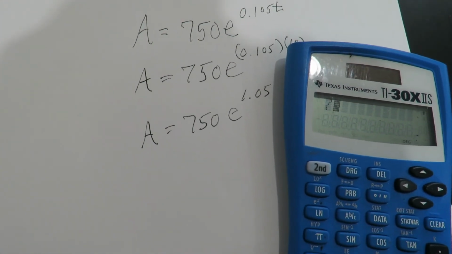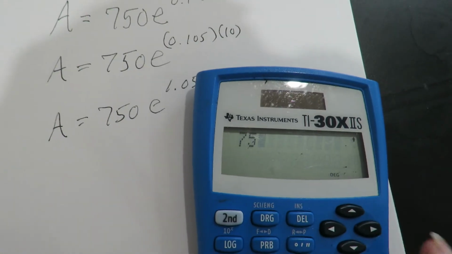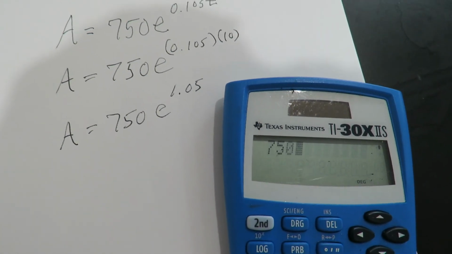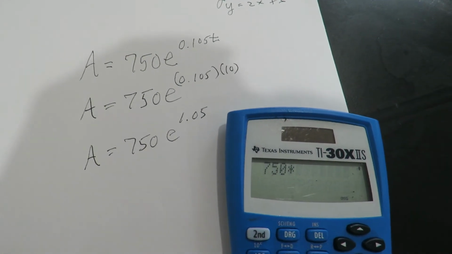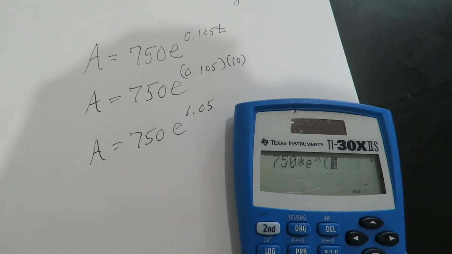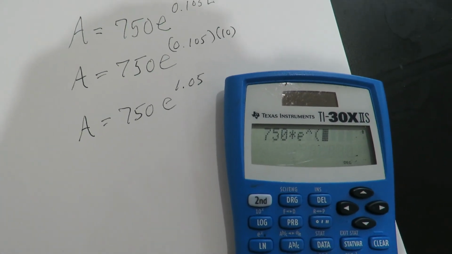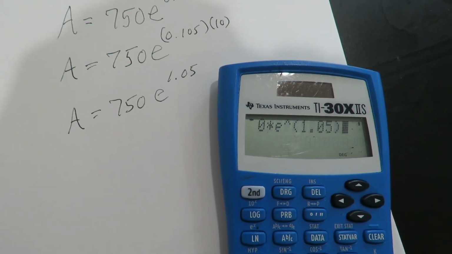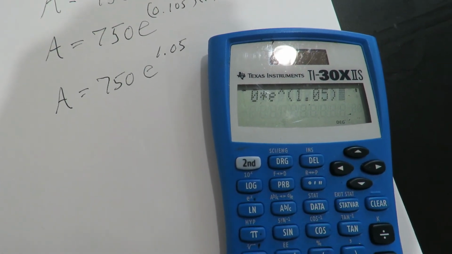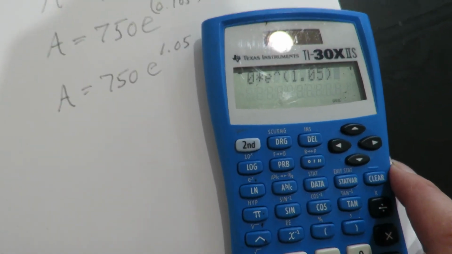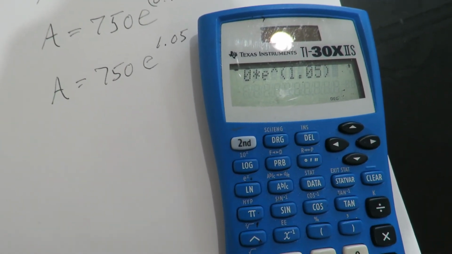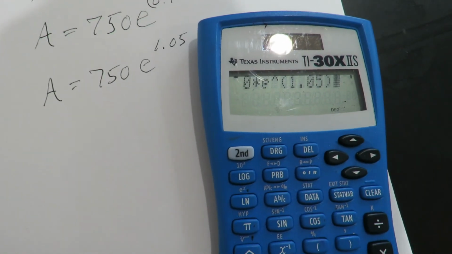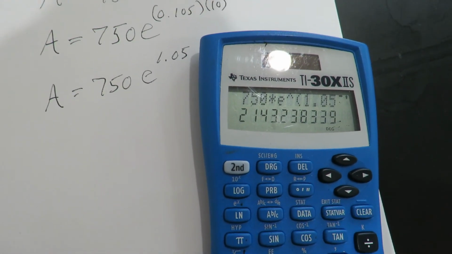So we're going to have 750. Let me make sure you can see that. 750 times, now you have to get the e key. For me, it's right here. You have to find it on your calculator. To the 1.05. I would just get in the habit of closing it. It'll give you the right answer if you don't close it, but sometimes you need to close the function, and if you just get in the habit of closing it all the time, you'll never run into a problem.